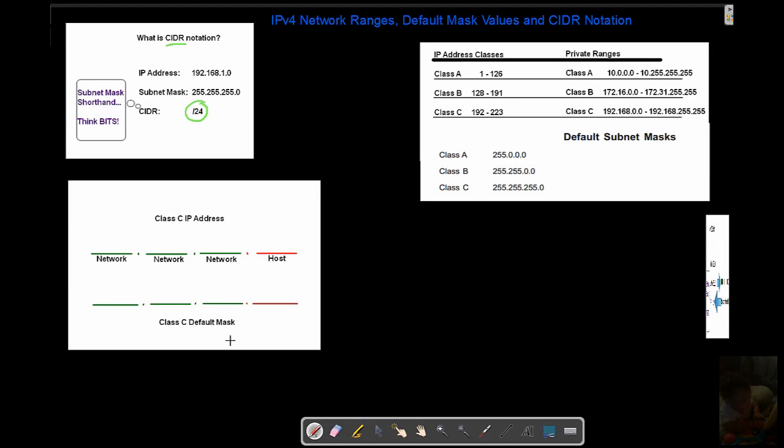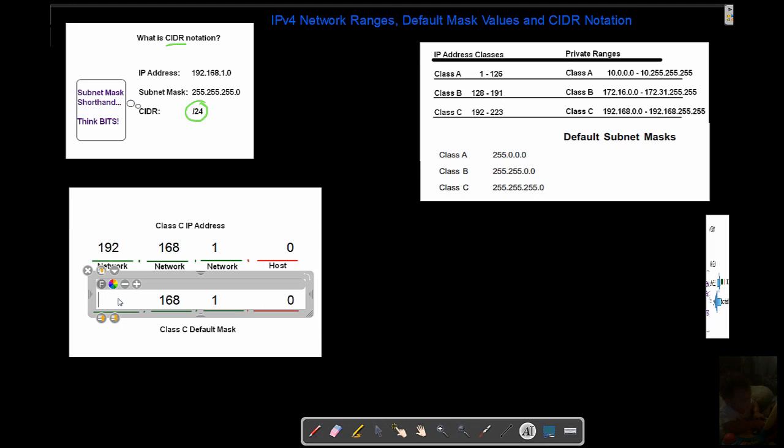So let's look at an example here. We have 192.168.1.0. We know we're dealing with an IP address there. All right, we're going 255.